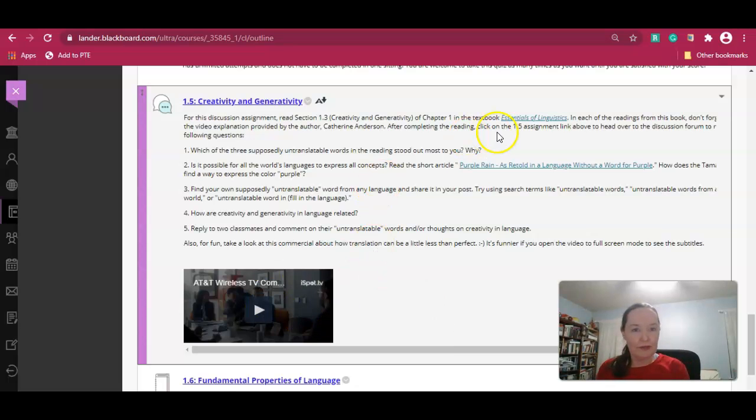So you're going to be reading that section in Chapter 1 of Essentials of Linguistics, reading the article about Purple Rain. It's a short one, but it's very interesting. And then see if you can find your own supposedly untranslatable word from any language and share it in your discussion post for this one. So you'll be doing a discussion post based on the reading, and then do a little bit of your own research to see if you can find some interesting words to share. I've given you some search terms that might make it a little bit easier. You should find a lot of good results from those search terms.